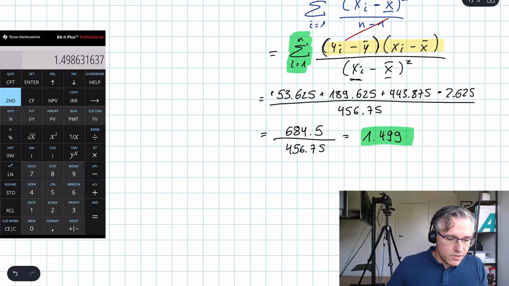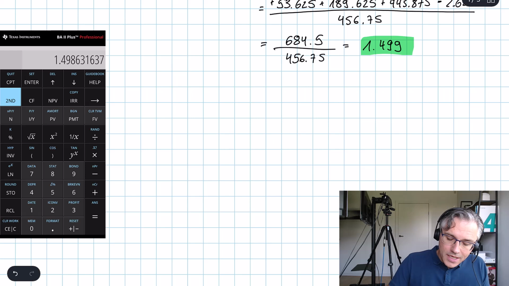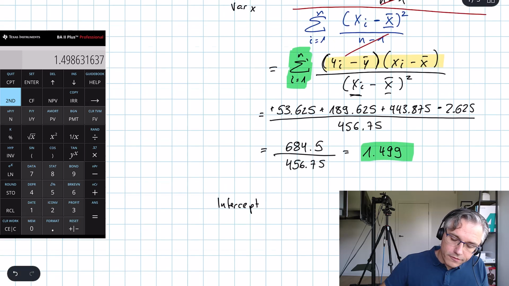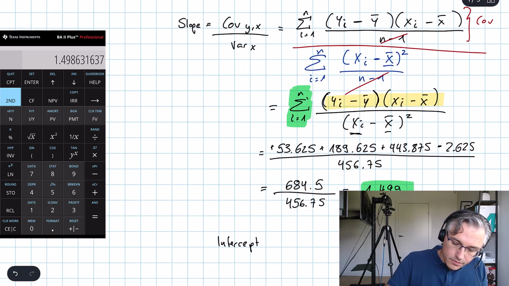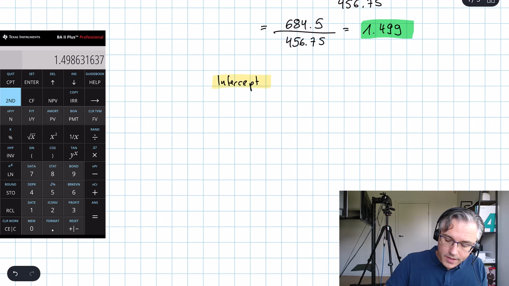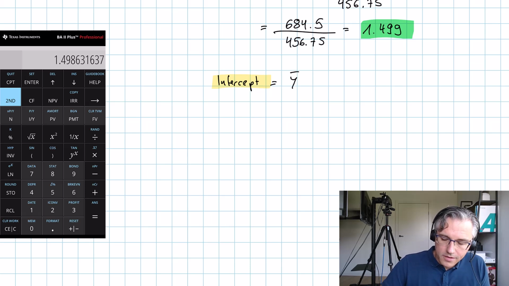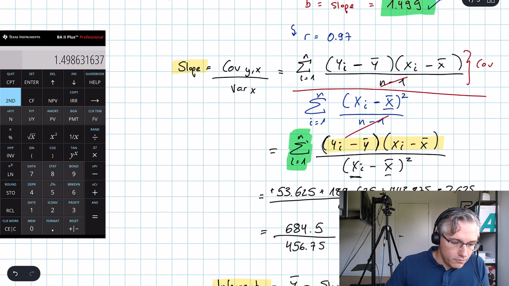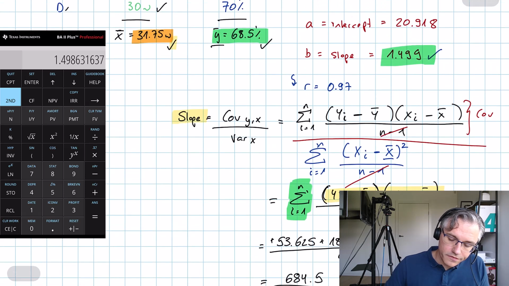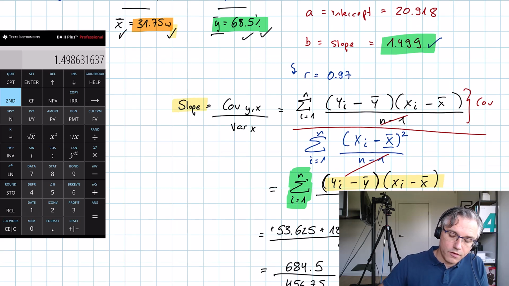Now, once we've got the slope, let's also calculate the intercept, or the official formula for the intercept. So we've got the slope, and now we'll have the intercept. It's actually much easier than that for the slope, but you need the slope first. It's going to be the mean value for the y's minus the slope term times the mean value of the x's. So what was the mean value for the y's? It was 68.5, and 31.75 was the mean value for the x's. I'm taking the numbers from up here.